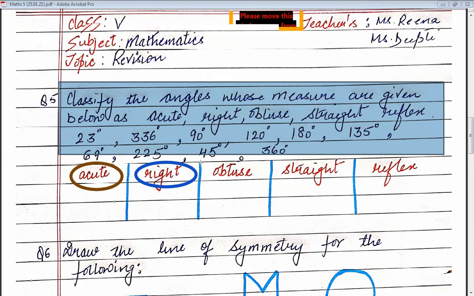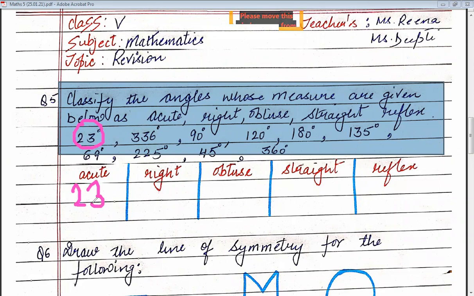Now, all the angles which are more than 90, they are obtuse angles. Okay, and then it's a straight angle. Straight angles are those whose measure is always 180 degree. And let's discuss reflex angle also. Now children, the reflex angles are more than 180 but less than 360 degree. Okay, so let's discuss all these angles one by one. Now your first angle is 23 degree. So now children, can you tell me where should I write 23? Yes, you are right. It is an acute angle.